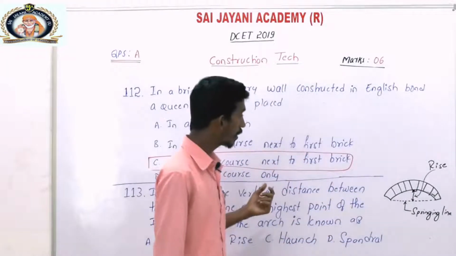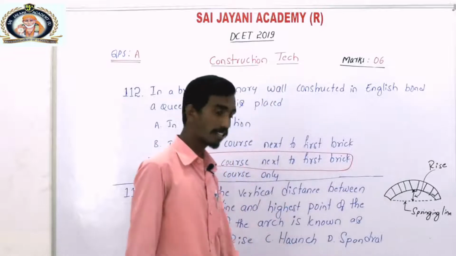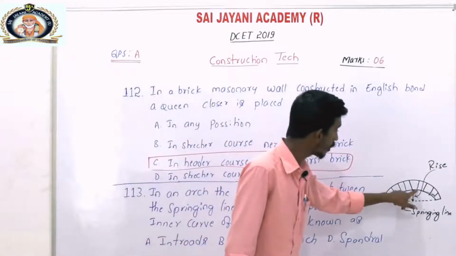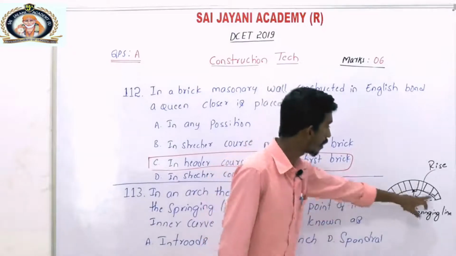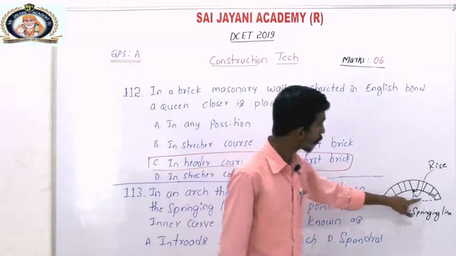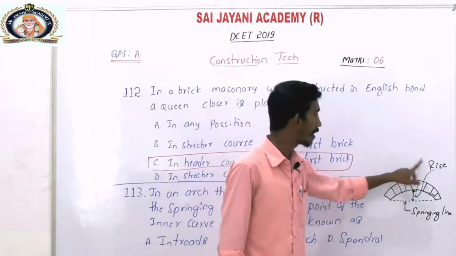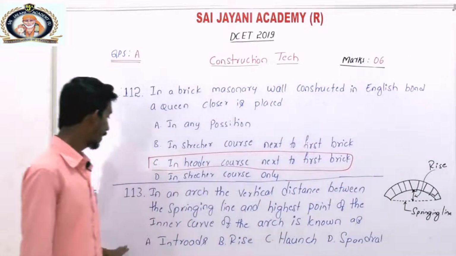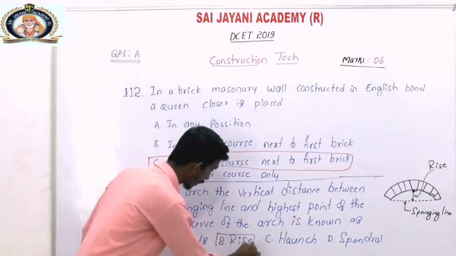Here the question is the vertical distance between the springing line to the highest inner curve of the arch. Highest inner curve means intrados of the arch. The vertical distance between springing line to intrados, highest point of the intrados, is called rise. Therefore, the right answer for this question is option B, rise.